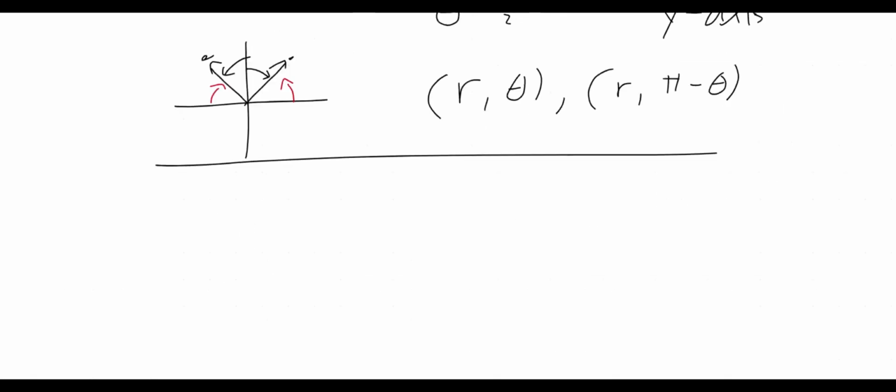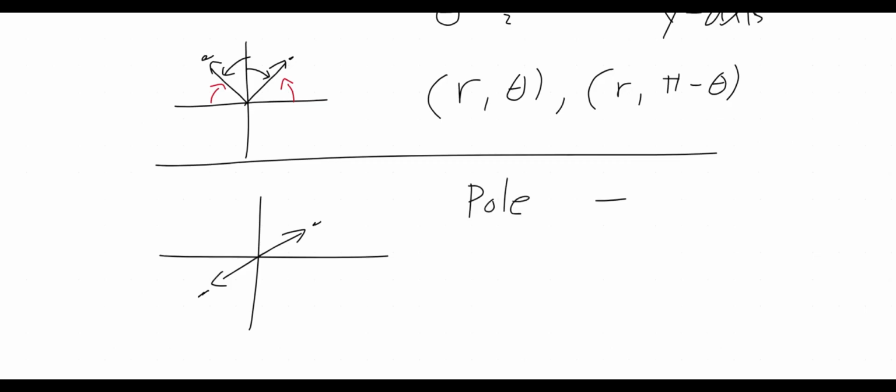Our last one is origin symmetry. So a point up there and a point down there. So our r's are going in opposite directions. Now this is called pole symmetry, or symmetry with respect to the pole, just like it's symmetric with respect to the origin. In this case, we'll have our r theta and a negative r theta. It will also work.